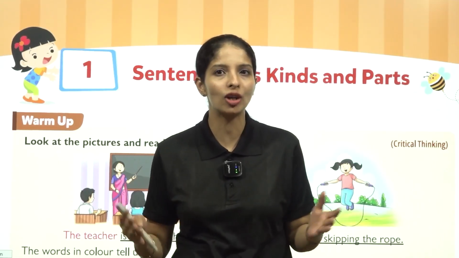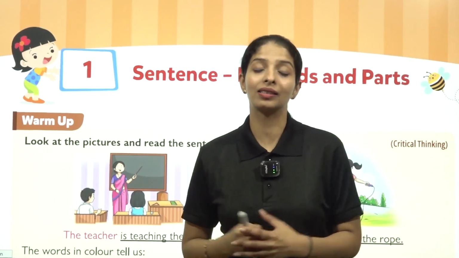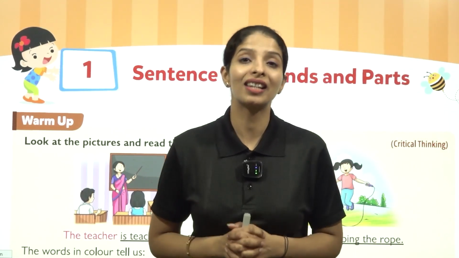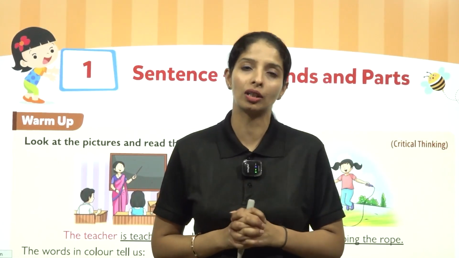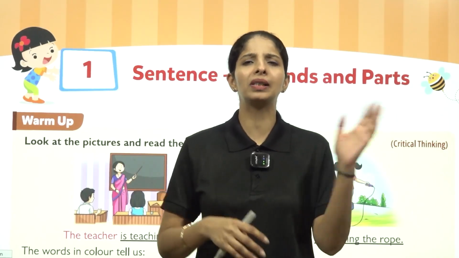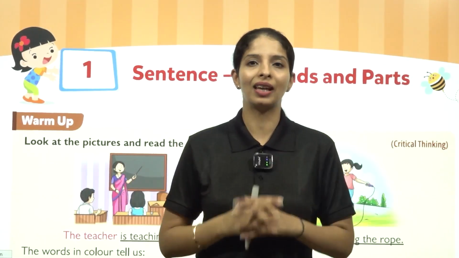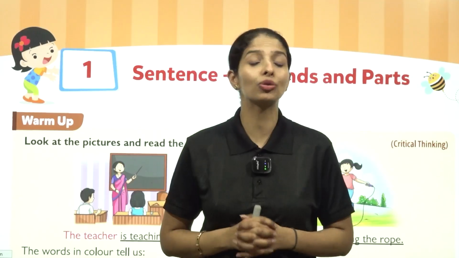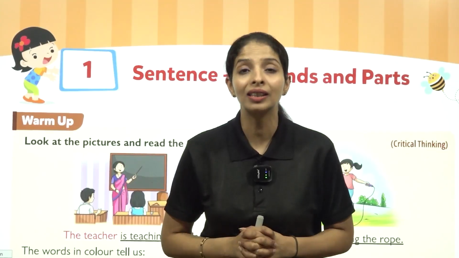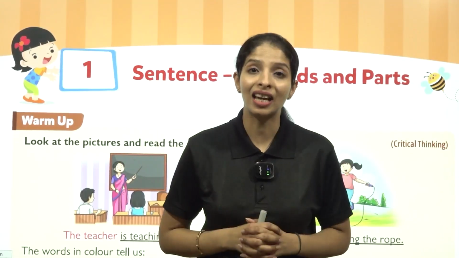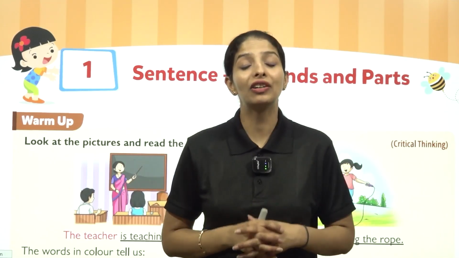The chapter for today's session is chapter number 1, sentence, its kinds and parts. Now children, what is a sentence? A sentence is a group of words that expresses complete thought. For example, if I say "girl playing in park da," what does it mean? The group of words are there, but they are not properly arranged, so it is not a sentence. But if I say "the girl is playing in the park," that is a complete sentence. This group of words is called a sentence because it gives some meaning.